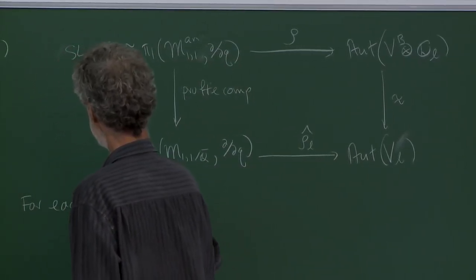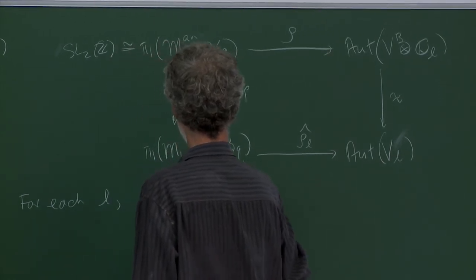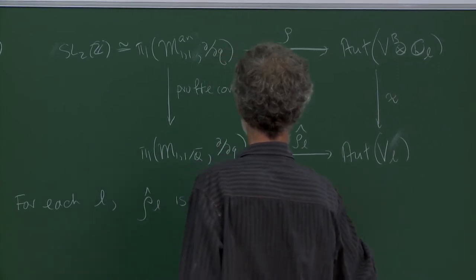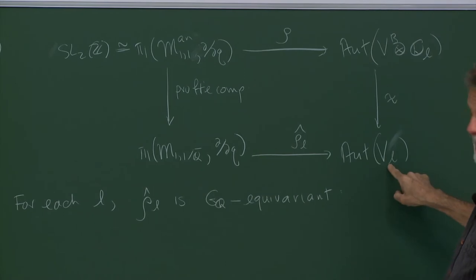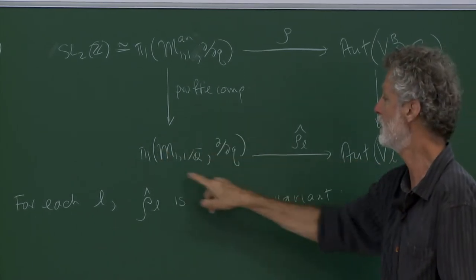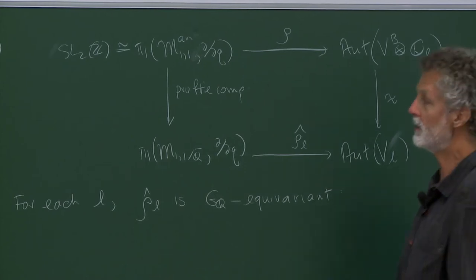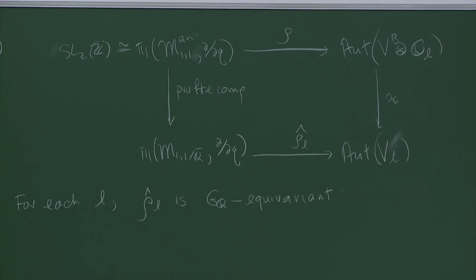rho hat L is G_Q equivariant. G_Q acts on the L-adic realization here, and it also acts on this geometric fundamental group of M_{1,1}, right? And that's the whole definition. So it's a mouthful. That's why I repeated it.